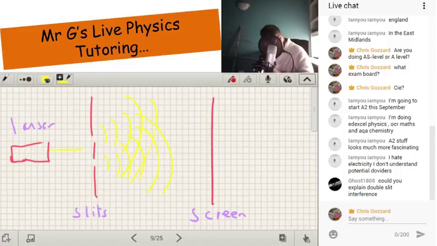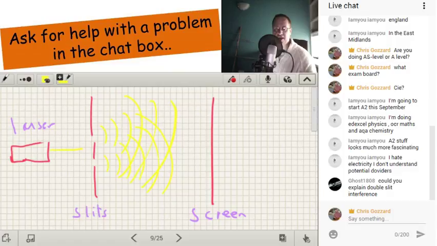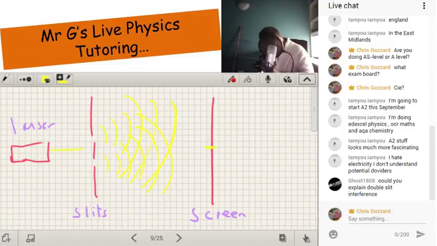Okay. Now, what you would see on the screen is where the path difference between the two slits is a whole wavelength, you'll get lines of light. So then, normally there's one right there, you'll get a line and a line, a line like this.